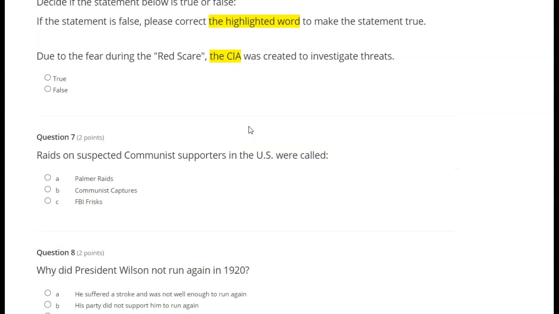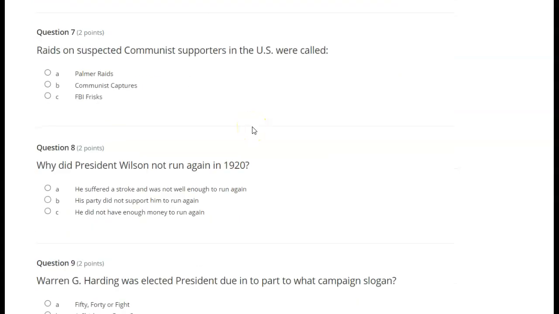True, false. Raids on suspected communist supporters in the U.S. were called A. Palmer raids, B. Communist captures, C. FBI frisk.